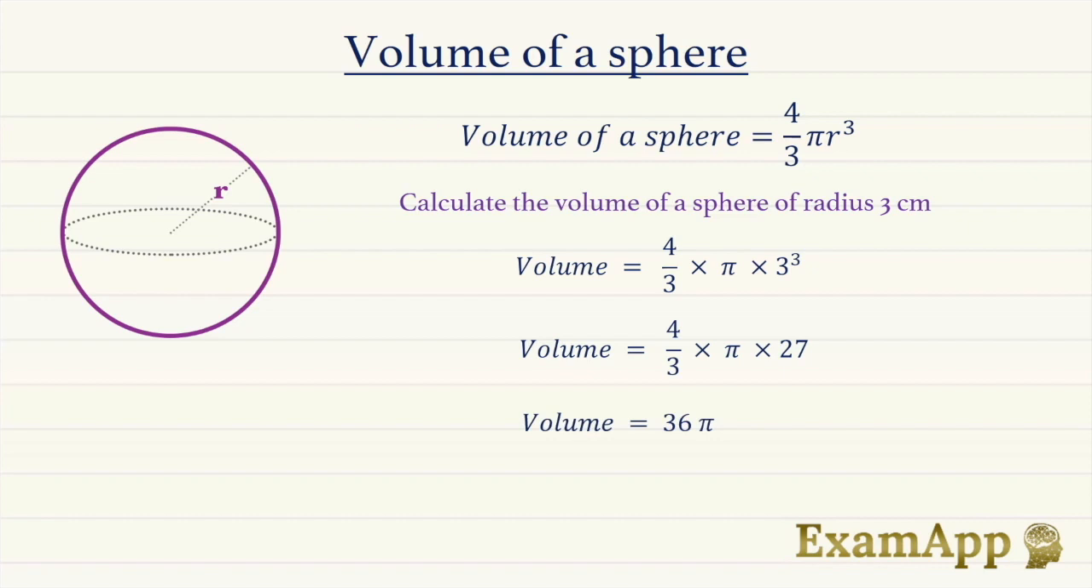Depending on the question, you may want to leave this volume as an exact answer in terms of pi, as we have done here, or you may prefer to type it into a calculator, giving us a volume of 113.10 centimeters cubed when rounded to 2 decimal places.